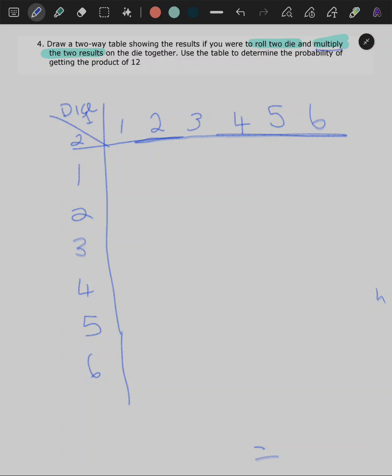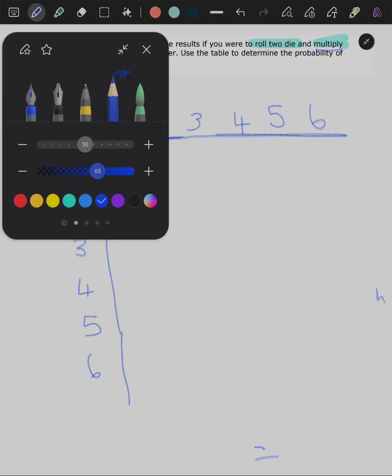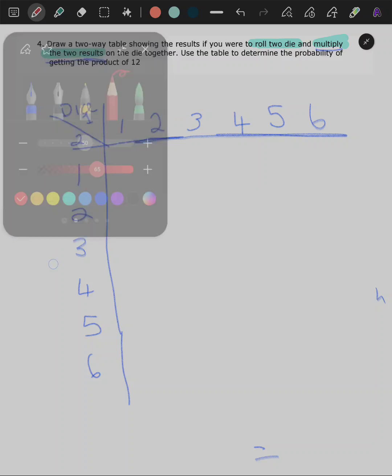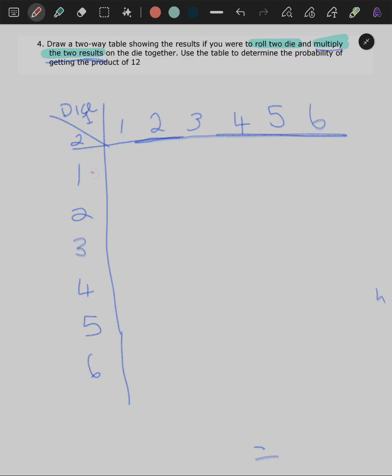Okay, now from here I can start actually filling in what is the possible outcomes, and they tell us we're multiplying the two results together. So that's what I'm going to be doing. So I'm going to start by going, okay, what is a 1 times a 1? 1 times 1 is 1. What is 1 times 2? 2. 1 times 3 is 3. 4. 1 times 5 is 5. And 1 times 6 is 6.